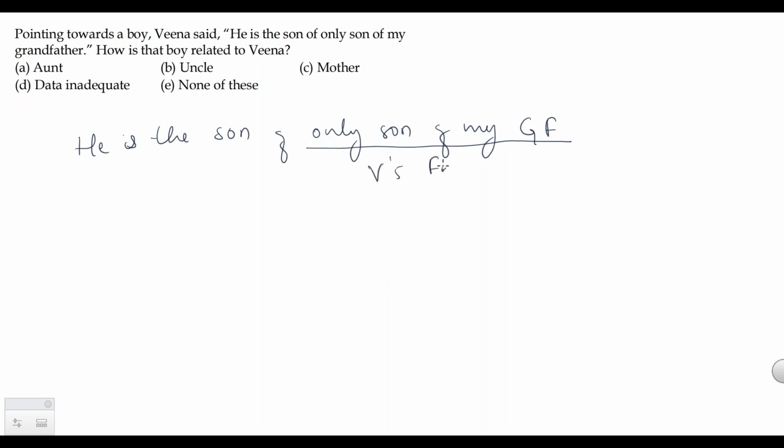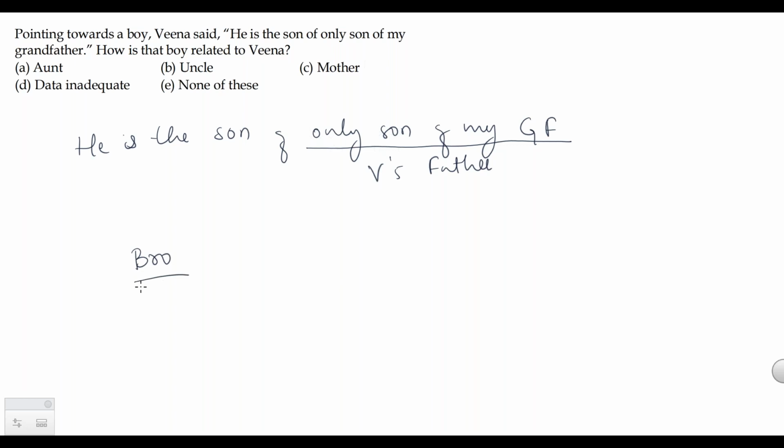Correct? Veena's father. Now what is the statement you see? He is the son of Veena's father. That means Veena's father has a son. So who is he to Veena? Veena's father has a son, so he must be brother. So one possibility, brother.